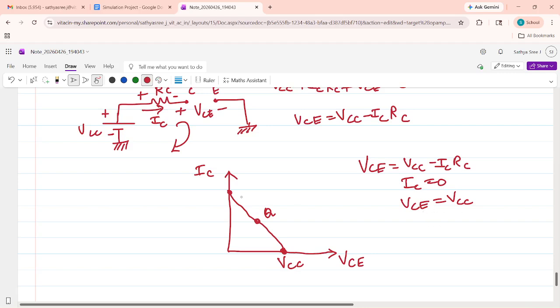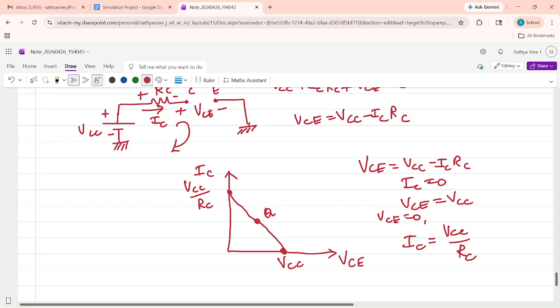Similarly, I want to calculate this point. To calculate this point, I have to make VCE 0. If VCE is 0, what is IC? IC equals VCC by RC. So here IC equals VCC by RC. We have calculated the endpoints.